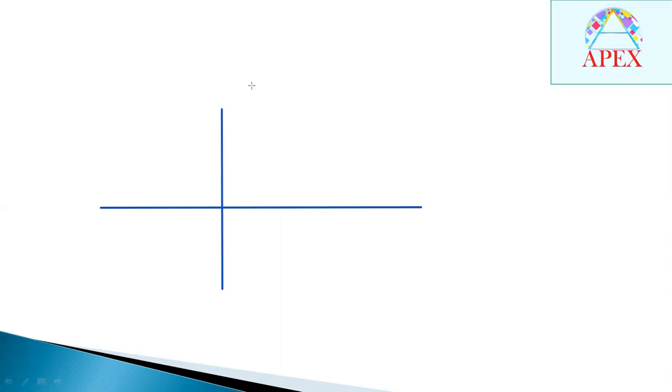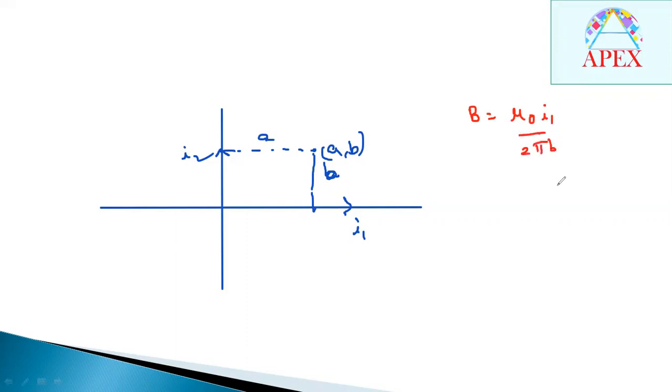That's it. Okay. Now, the current I1 is passing through this one. Here the current is I2. And they considered one particular point, A comma B. Let me consider this is A and this is B. Now, what is the magnetic field due to the first wire here? You can just write the equation for magnetic field due to an infinitely long wire at a distance B. What is the formula? Mu naught I1 by 2 pi b. The general formula is mu naught I by 2 pi r.